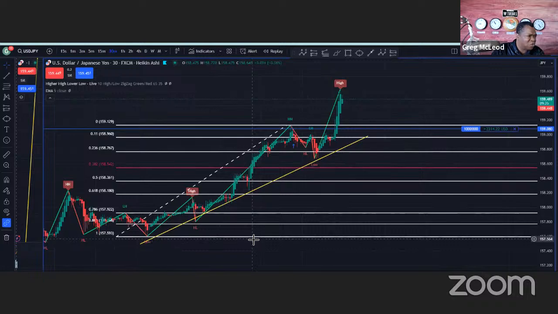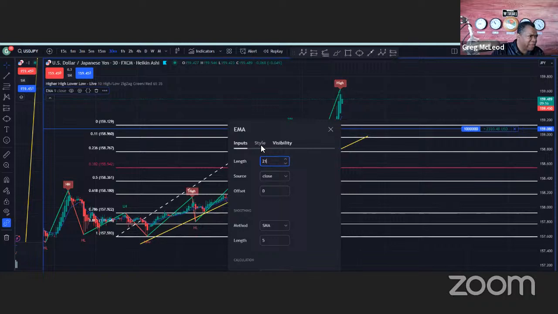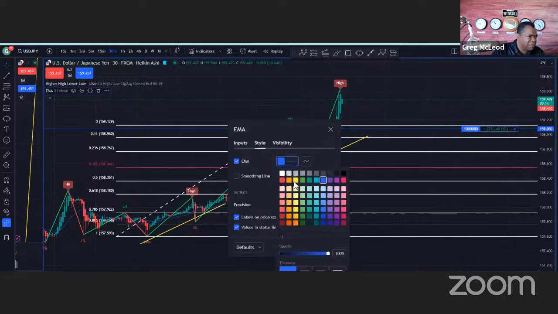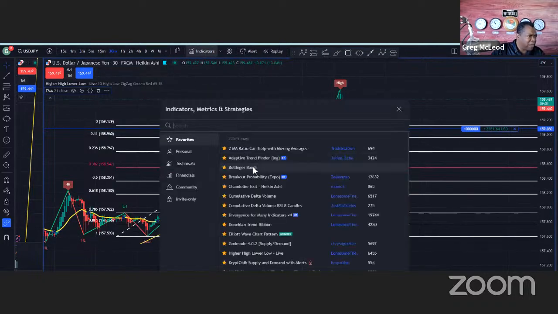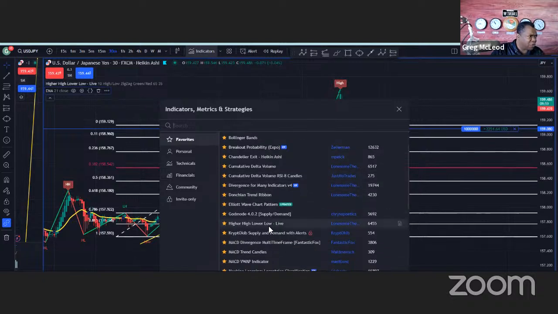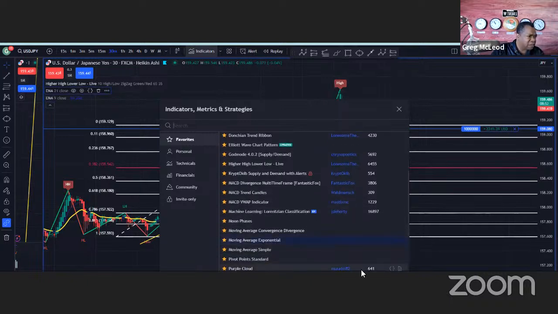We can use different things to look at the trend. We can use an exponential moving average. I like using maybe a 21 period moving average. We'll make that yellow so you can see it, and a little bit thicker. Then I'll put another one on there, a 13 period exponential moving average, in a light blue.